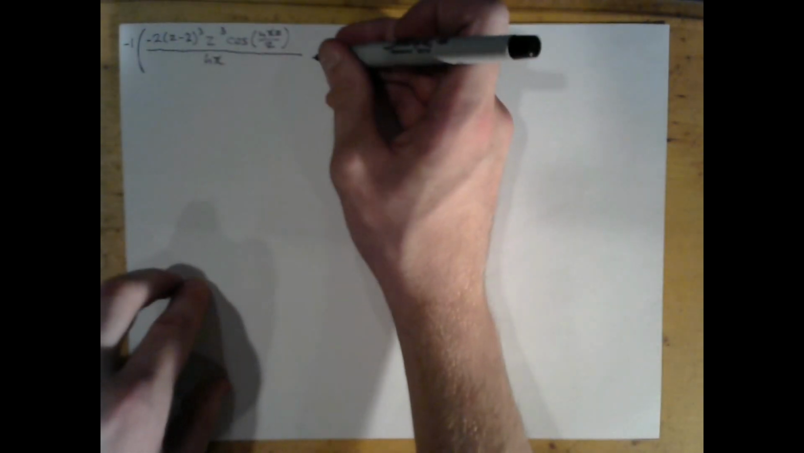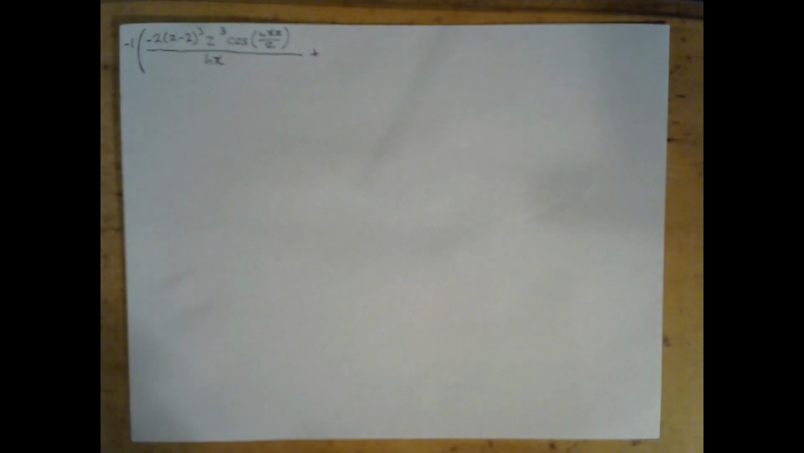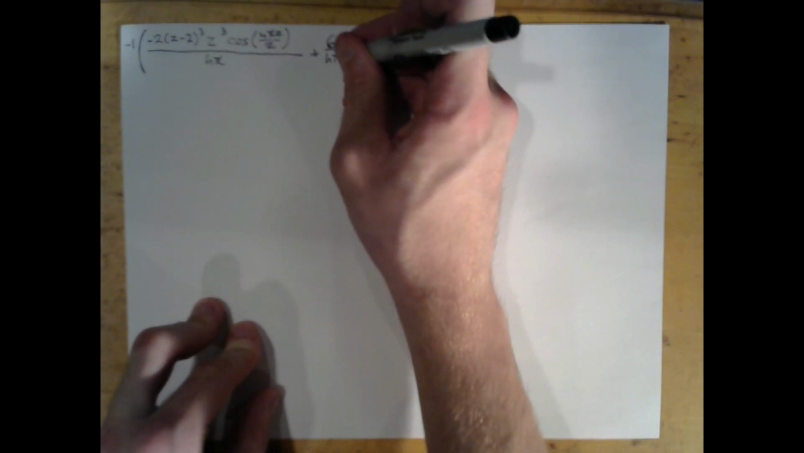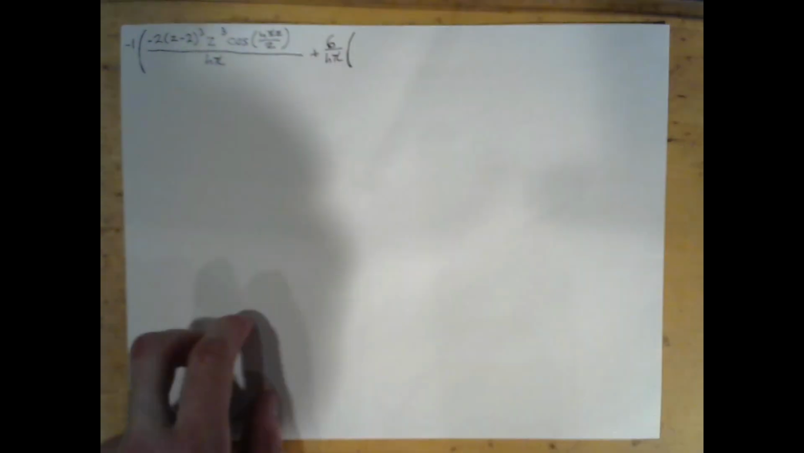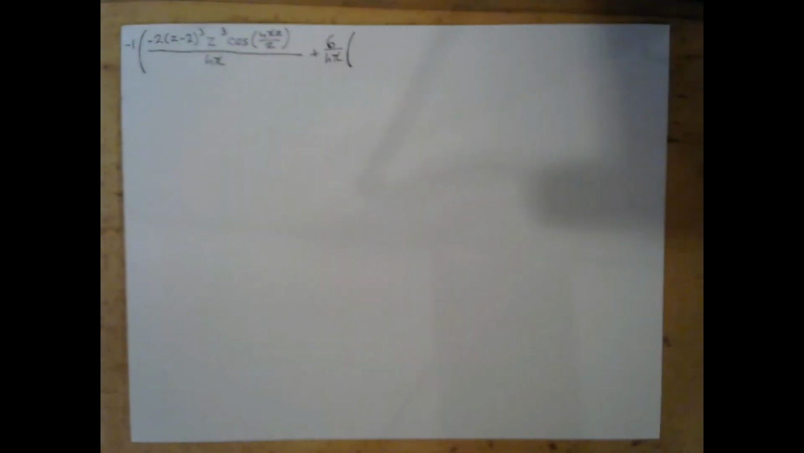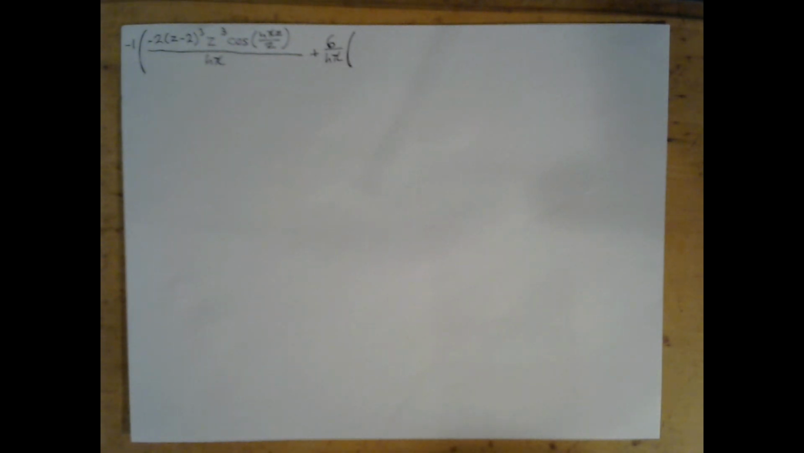h pi. Okay, and now we're going to say plus, because remember on our other problem we actually had a minus 6 over h pi. And we're subtracting the integral, so a negative times a negative is just a positive. So now we're going to have plus 6 over h pi. And again, now here we have our next integral that we're going to do.